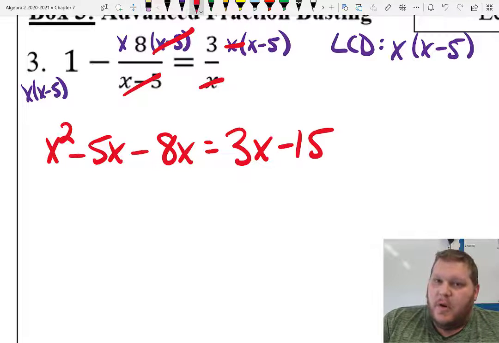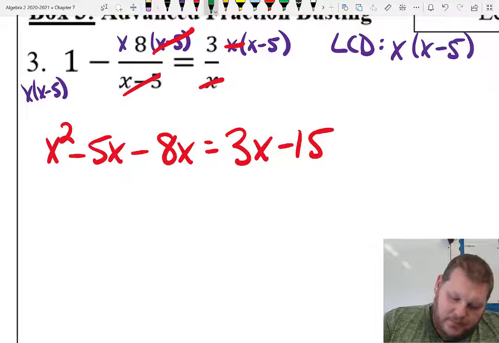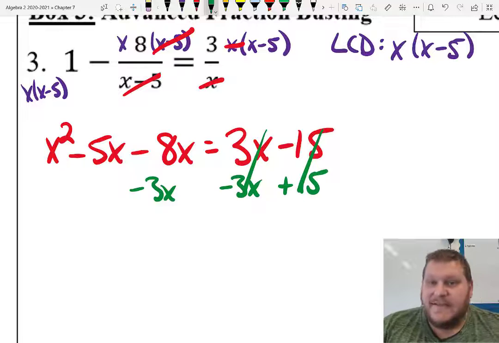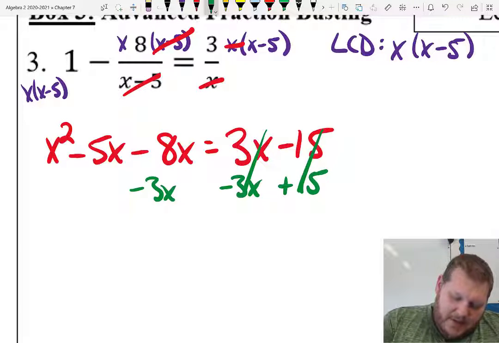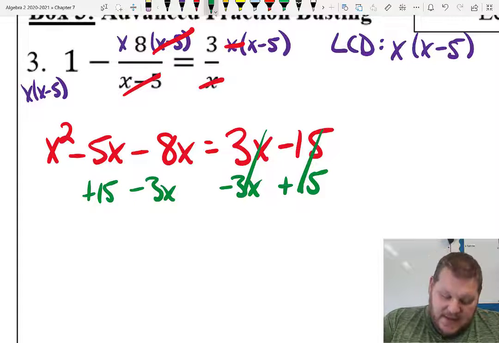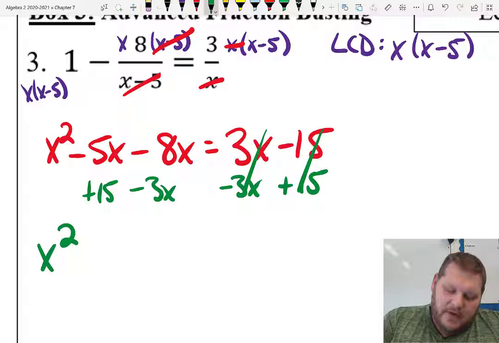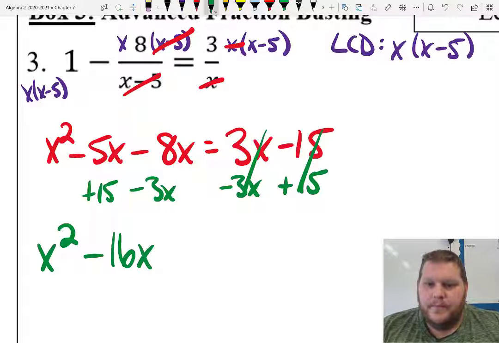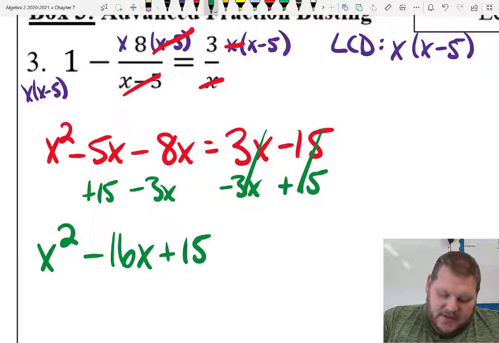So, of course, since we're solving a quadratic, we want to try and move it all over on one side and then factor. So that's what I'm going to do. I'm going to subtract my 3x and add my 15, so I've got 0 on the right. Collecting up all my like terms on the left side, x squared is still just x squared. Negative 5, negative 8, and negative 3 adds up to a total of negative 16x. And then my 15 is still just 15.